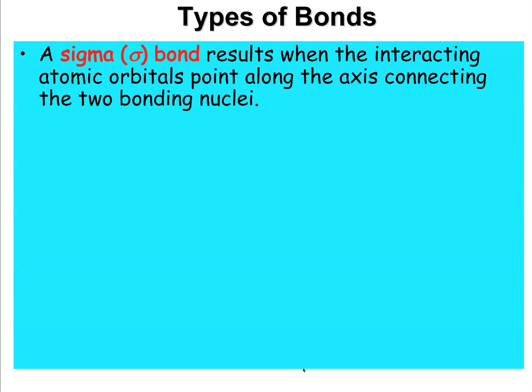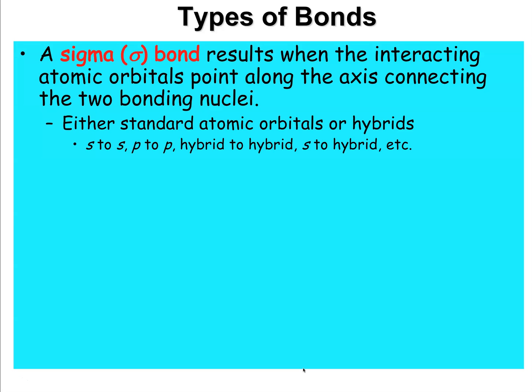A sigma bond results when the interacting atomic orbitals point along the axis connecting the two bonding nuclei. What the heck does that mean? A sigma bond, also known as a single bond, so two electrons, exists between the two nuclei. So two atoms on either side, it is right in between them. Imagine that you're shaking hands with another person. You shake hands with each other about tummy waist height, if you will. So it's right in between the two atoms.